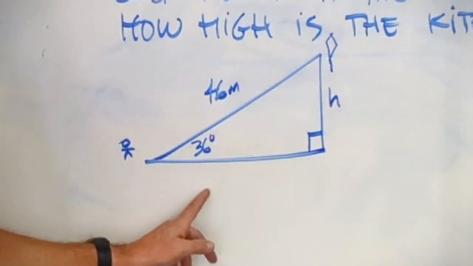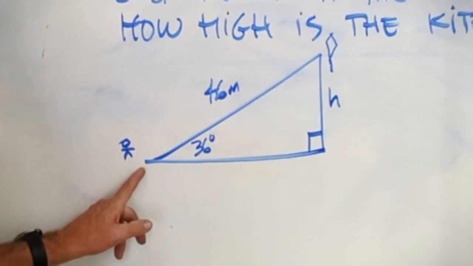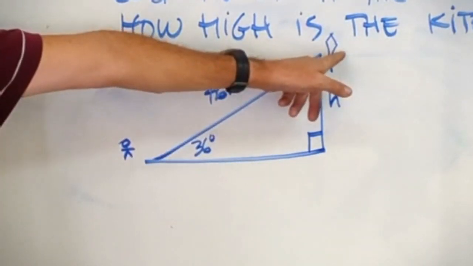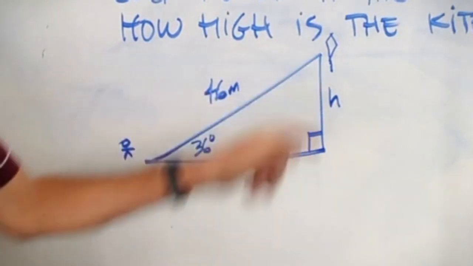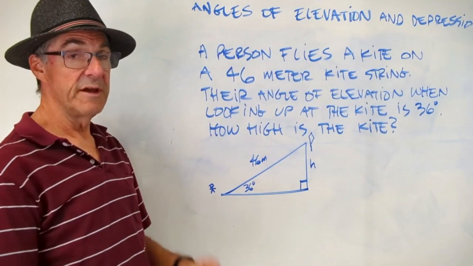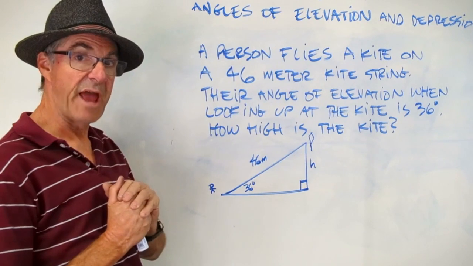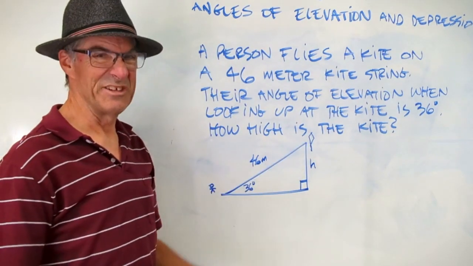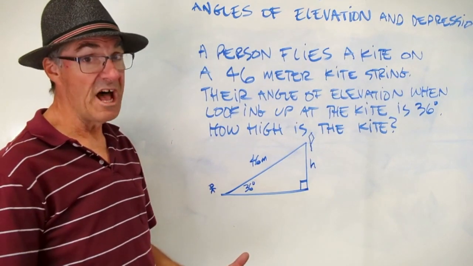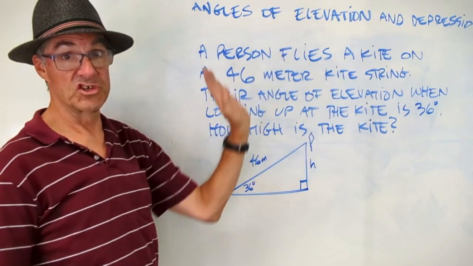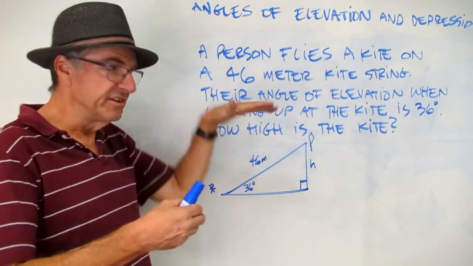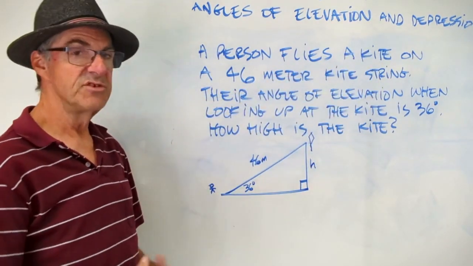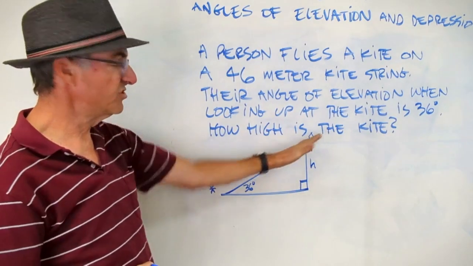All right, here's my diagram. Person standing here on the ground, looking up at 36 degrees at the kite, which is over here, and the string is 46 meters long. Now, we have to make a couple assumptions in this problem because we haven't been given the information. I'm going to assume that that kite string is straight. Now, we know in reality that it's going to sag for sure. Gravity's going to pull down and it's going to dip down in the center and then climb back up to the kite. But we really can't do that problem unless we assume the kite string is straight.